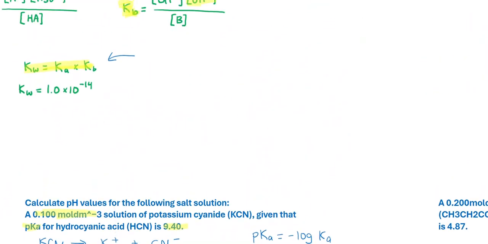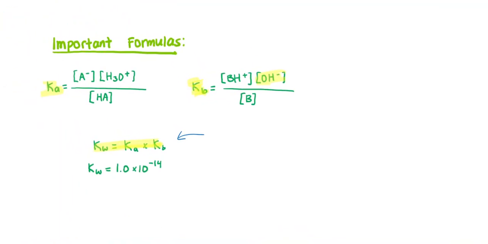I'm just going to say it right now. For all of the questions that you're going to do, basically, you're going to assume that these top two values are equal to each other. And we can do that because there's something called a 5% rule, which states that if you divide the initial concentration by the Ka value and it's less than 5%, you can assume that the change is so small that you can ignore it. So all of these questions follow the 5% rule.